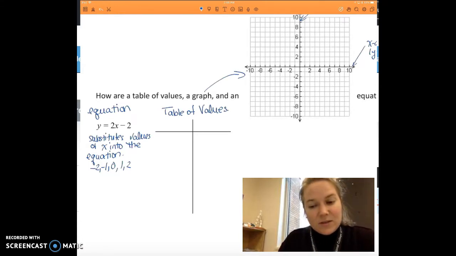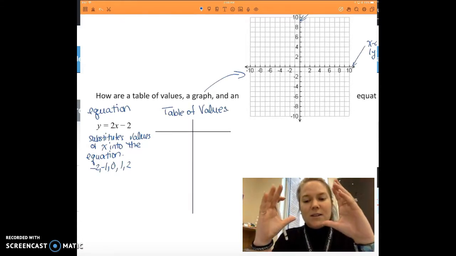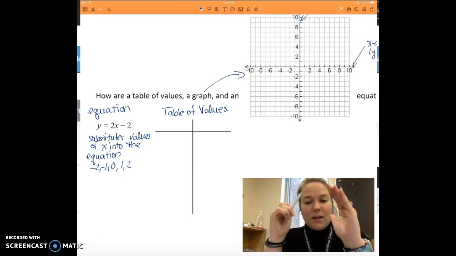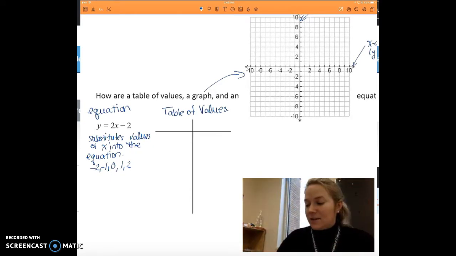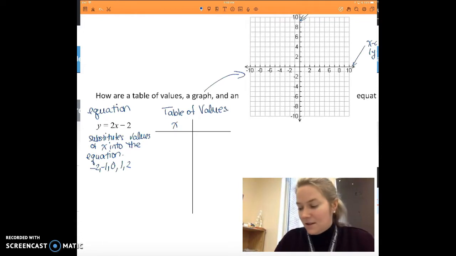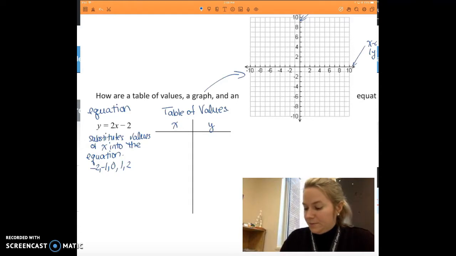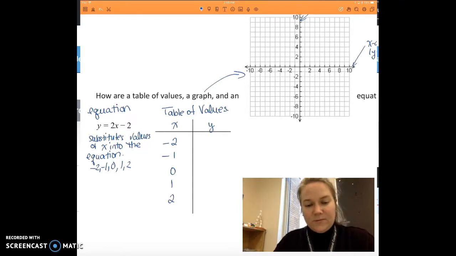So the table of values, remember how I said the coordinates are in brackets, and on that side's the x and on that side's the y. So we put the table of values the exact same way. The x is always on the left, so this is x, and that's y. So I'm going to say if x is -2, -1, 0, 1, or 2. Those are the values I chose for x. So now I have to see what happens to y with those values of x.